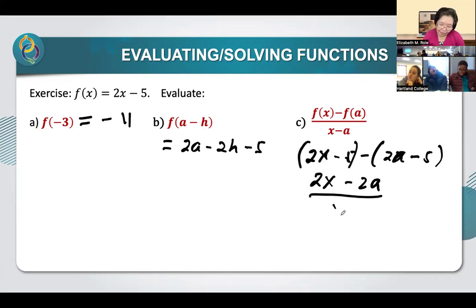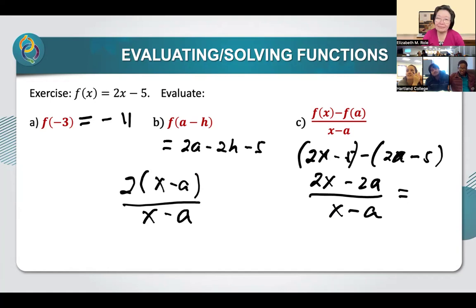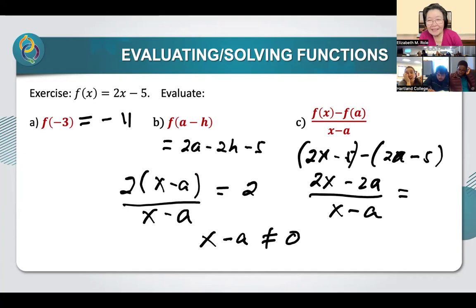Over, of course, there's an over there, over x minus a. Final answer. The answer is 2. Yes? The answer is 2. Don't hesitate. How? Common is 2. 2x minus 2a over x minus a, right? Oh, yes. So that will be equal to 2. As long as you should say that x minus a should not be equal to 0 because you cannot divide by 0.